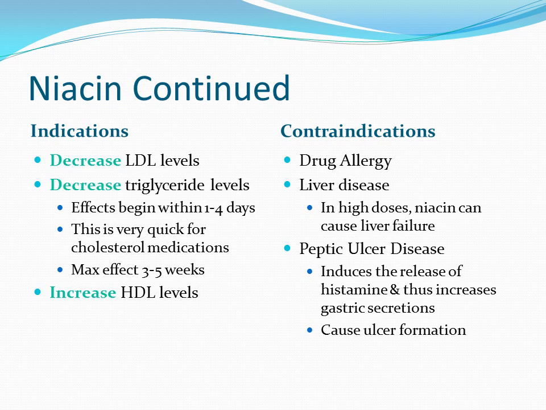so that increases gastric secretions, and your gastric secretions are very acidic. If you add acid to an already open peptic sore, it's going to make that sore worse, or if a patient is predisposed to developing ulcers, it's going to trigger the formation of an ulcer. So therefore, patients who have peptic ulcer disease, we don't really want them taking niacin either.